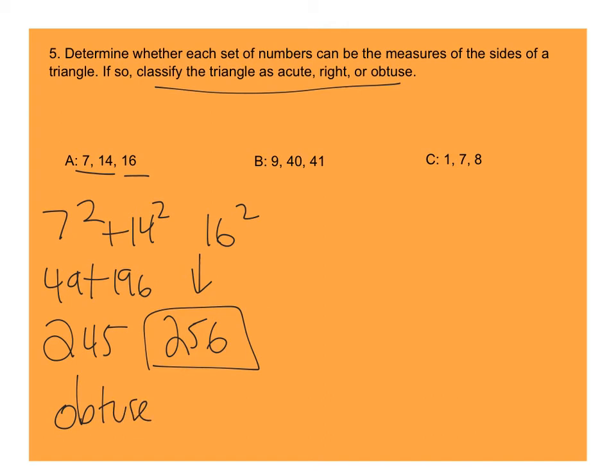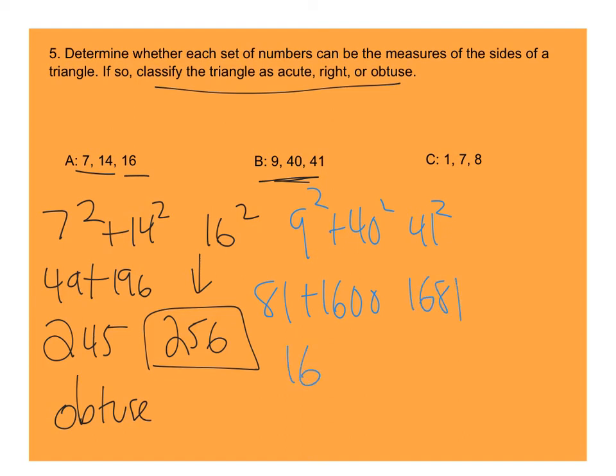All right, now for B, I'm going to check 9, 40, and 41, so that's going to be 9 squared plus 40 squared, and I'm going to go ahead and compare it to 41 squared. So 9 squared is 81, 40 squared is 1600. Let's see what happens when I take 41 squared. 41 squared is 1681. So 1681 on the left, 1681 on the right. Those are equal. It's a right triangle.